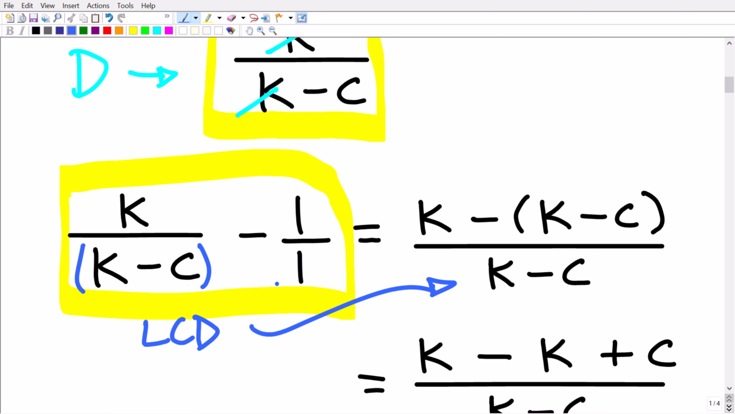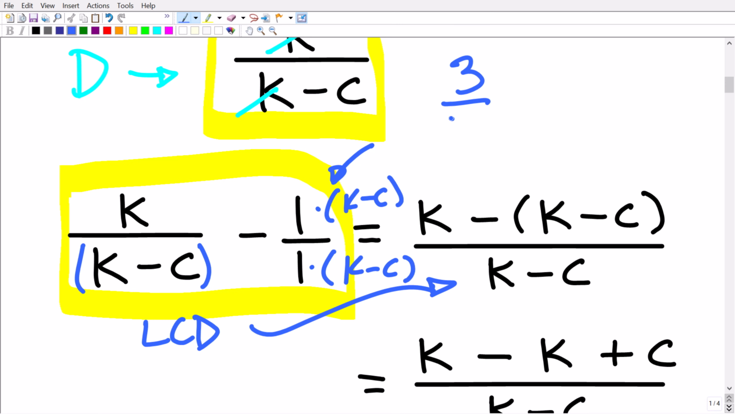So what we need to do here is change this fraction such that its denominator is k minus c. So how do we change a 1 to a k minus c? We'll just multiply it by k minus c. Same thing up here in the numerator, k minus c. So you're going to end up with the expression k over k minus c minus k minus c over k minus c. Okay, so just a quick review here.